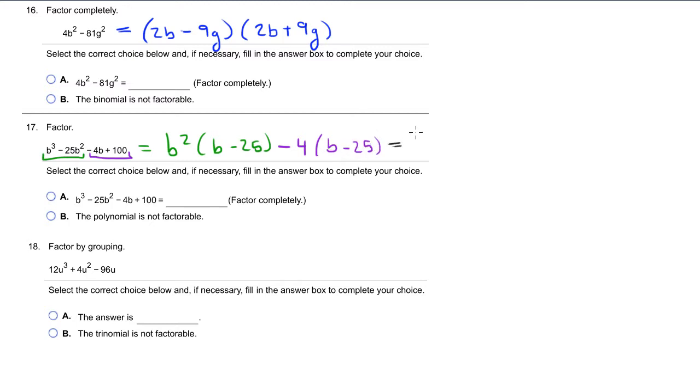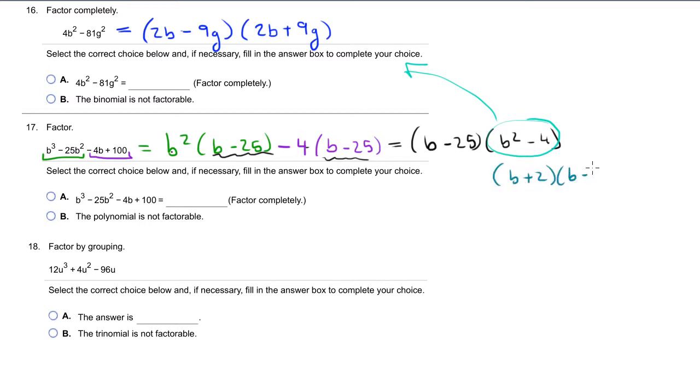So this whole thing is equal to b minus 25, because they both have that in common. And then there's the b squared minus 4. Okay, so b squared minus 4. And, ooh, look, this factors as well. That's a difference of squares like before. This is going to be, let's see, b plus 2 times b minus 2. And this is still b minus 25. So that's our completed factorization.